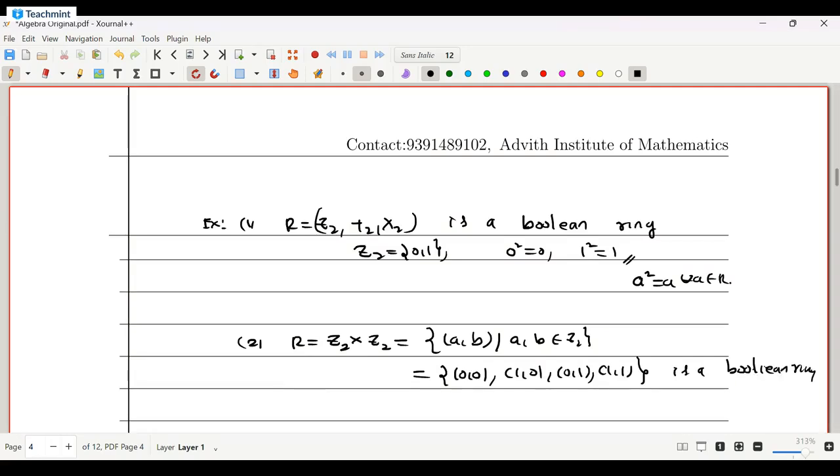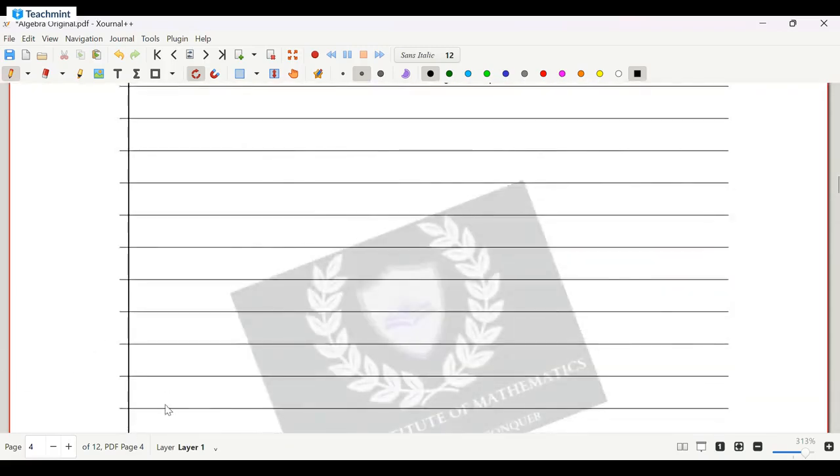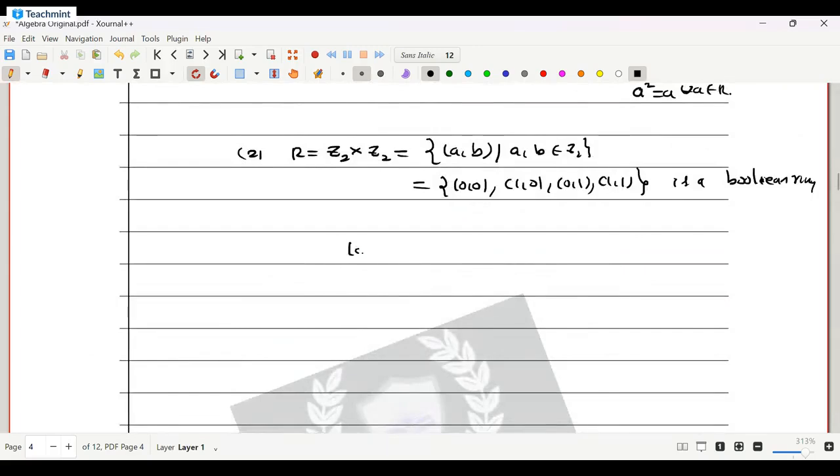Is a Boolean ring? అయి రాదు ఇక్కడ. ఎందుకు? Square. So (0,0) whole square equal to (0,0). The cross product with respect to multiplication, sir, not addition. A square is equal to A కావాలి. So (1,0) whole square, అంటే (1,0) into (1,0), sir. Component wise multiplication, sir. So 1 into 1, 0. So which is equal to (1,0), sir. So (1,0) whole square equal to (1,0).